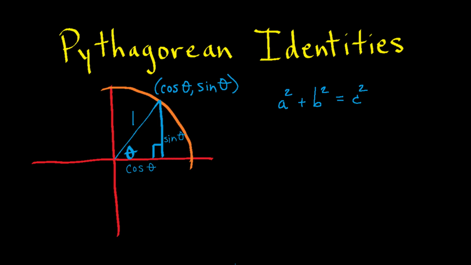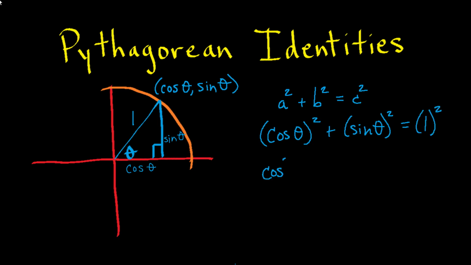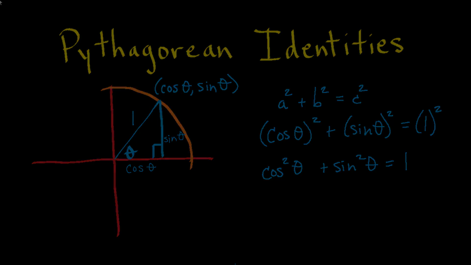Now let's start with the Pythagorean theorem. A squared plus b squared equals c squared, which is true of all right triangles. We can then substitute cosine theta for a and sine theta for b and 1 for c. This leads to cosine squared theta plus sine squared theta equals 1. This is our main Pythagorean identity.